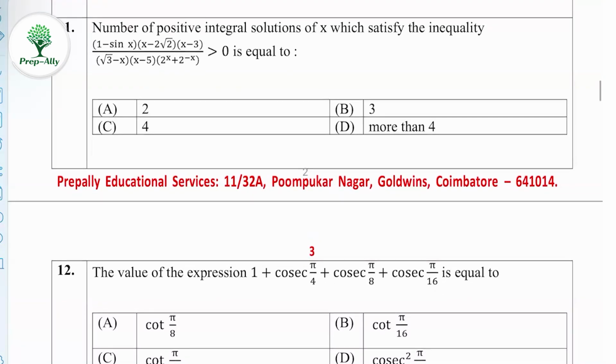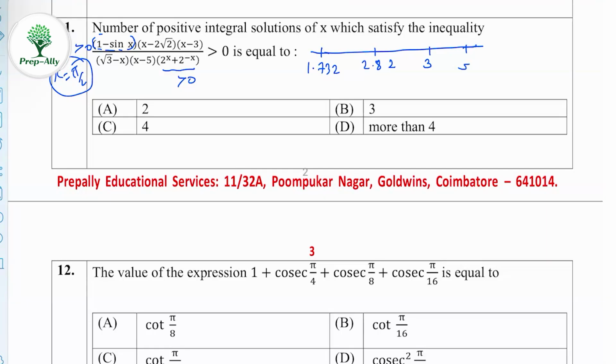Question 11. The number of positive integral solutions. First of all, this is always positive, because it is an exponential function. But x cannot be pi by 2, because in that case the value will be 0. So I am left with 2 root 2, which is nothing but 2.82. Then 3. So 3 will be here. Root 3 minus x, which will be 1.732. And then x minus 5, which is 5 here.